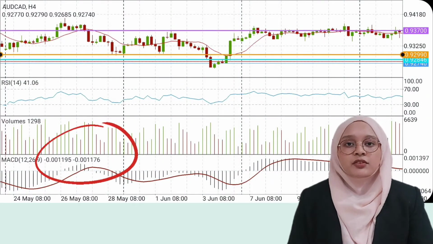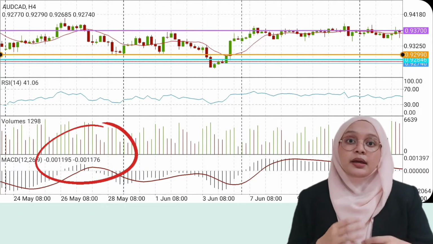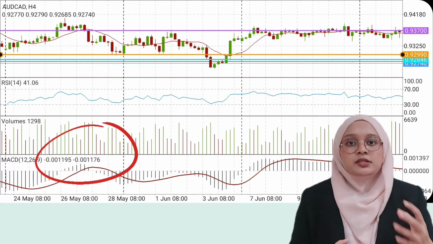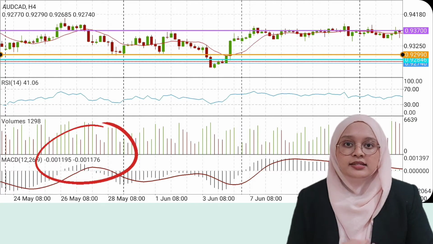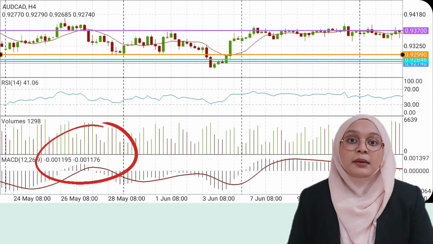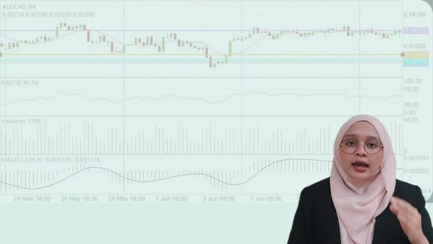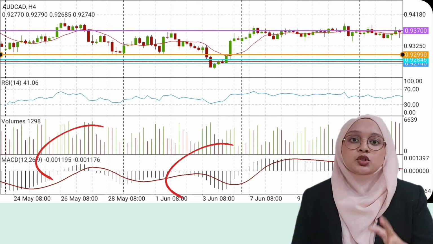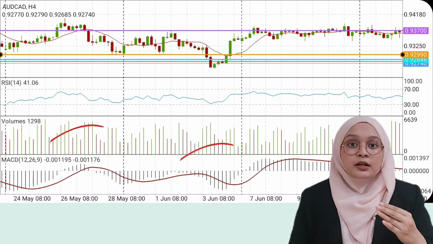Next is the moving average convergence divergence, MACD. It is displayed as the red line. Based on the currency graph on the 26th May 2021, you should buy as there is a buy signal generated where the MACD line crosses from the bottom up to the signal line, and sell on the 3rd June where the sell signal is generated as the line crosses from the top down to the signal line.